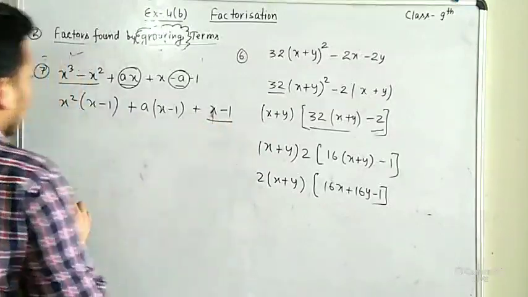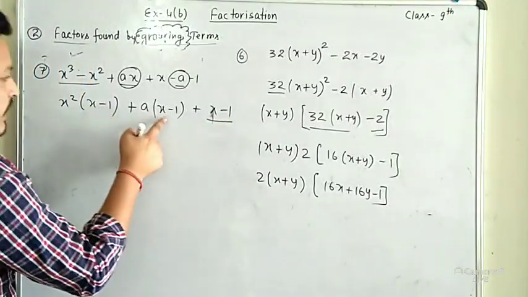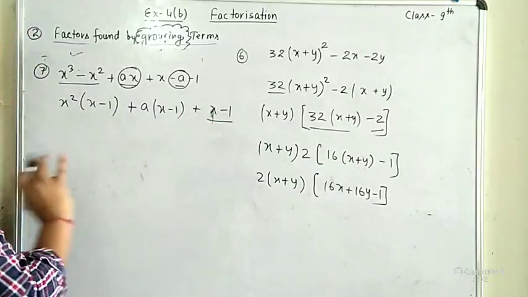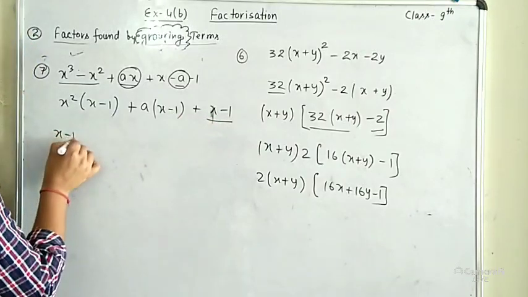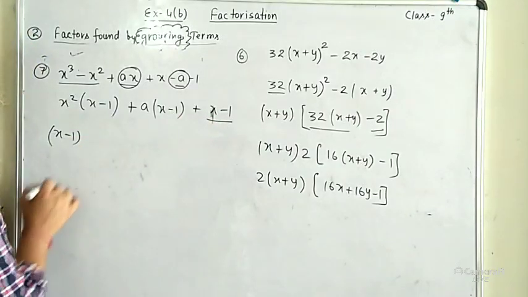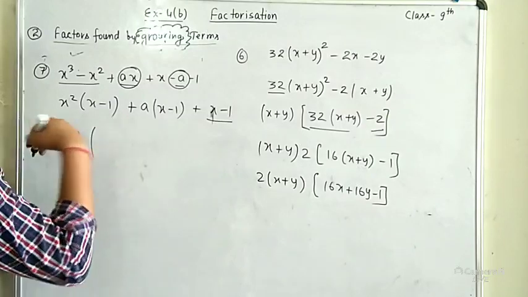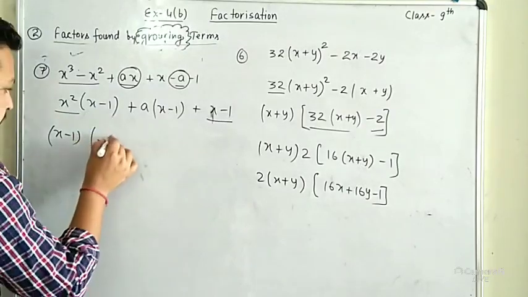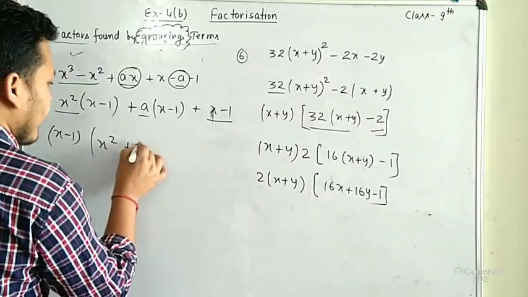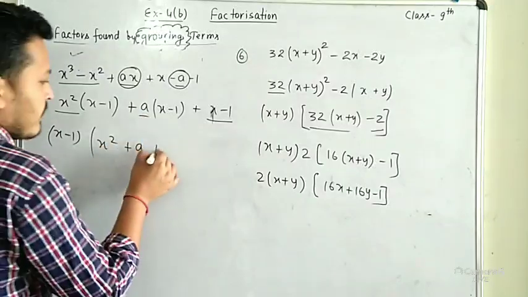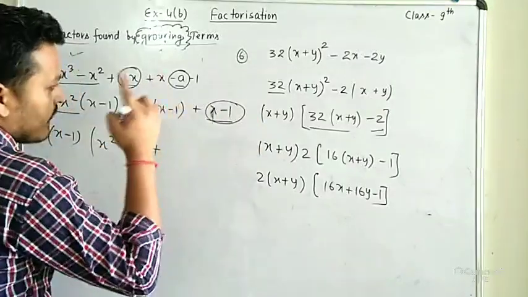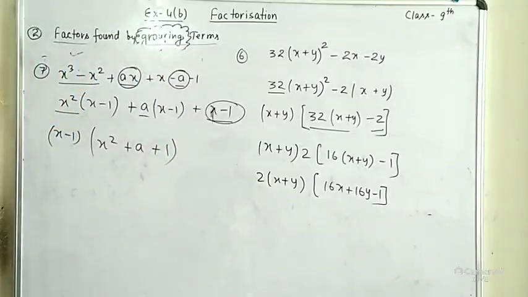Now you can see x minus 1, x minus 1, x minus 1 is available in all the parts, so x minus 1 is common out. Then what will remain in the whole bracket: x square remains in the first part, plus a remains in the second part, then plus 1 remains in the last part. So this is the solution of this question: x minus 1 times x square plus a plus 1.